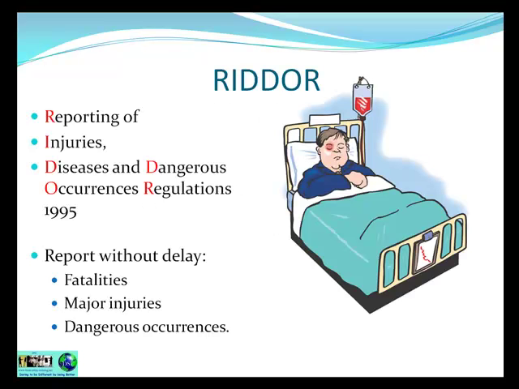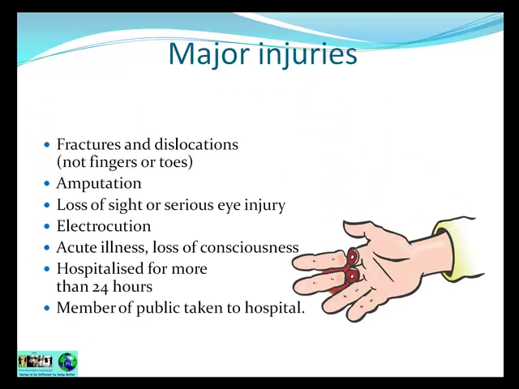You must report without delay fatalities. When they say without delay, it must be instantly if possible, but certainly within 24 hours. Similarly, major injuries and dangerous occurrences must be reported without delay. Obviously we know what fatalities are, death in the workplace, but let's have a look at major injuries. What are they? Well, it includes things like fractures and dislocations, but not fingers or toes.